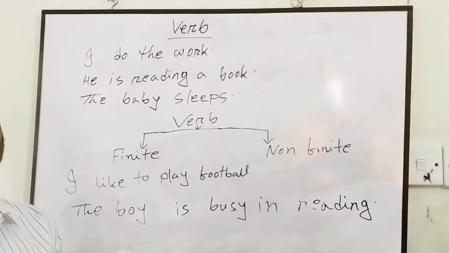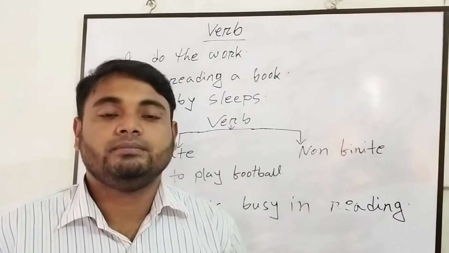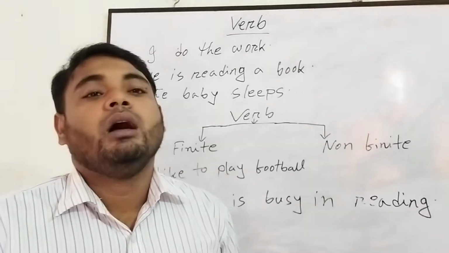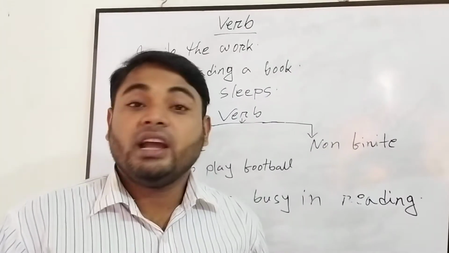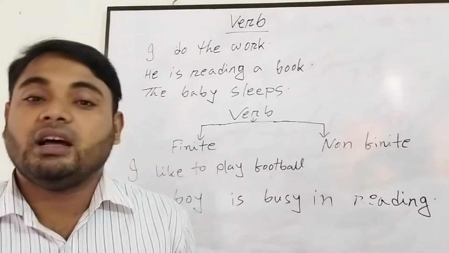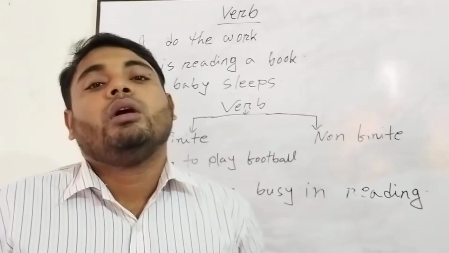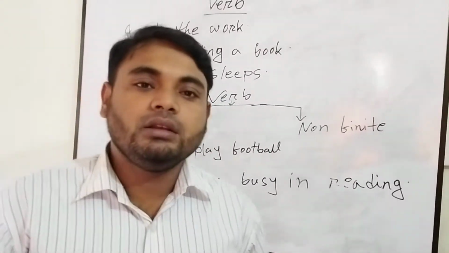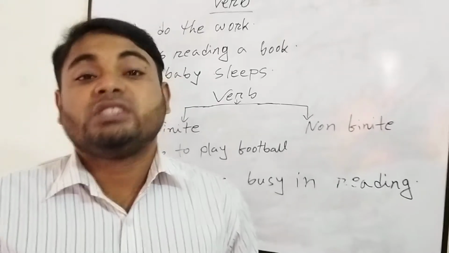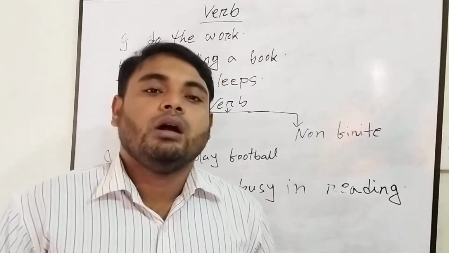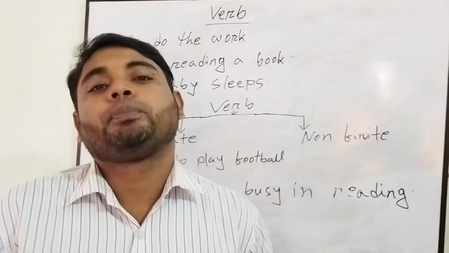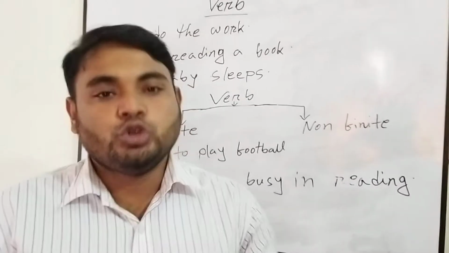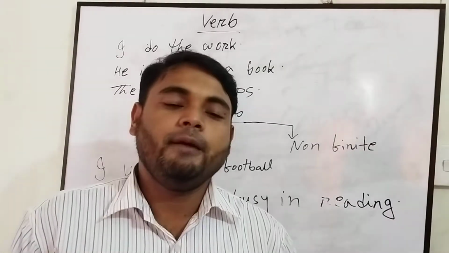Verb. What is verb? Verb is an action. We can describe it in other words: a word or a phrase which indicates to do something, to say something, what is happening. This is verb. To be, to have, this is verb. Okay?